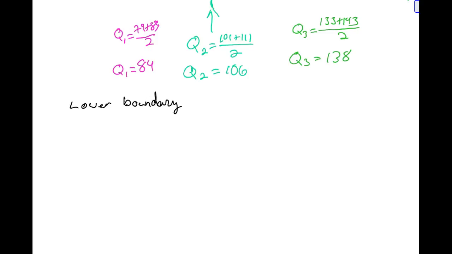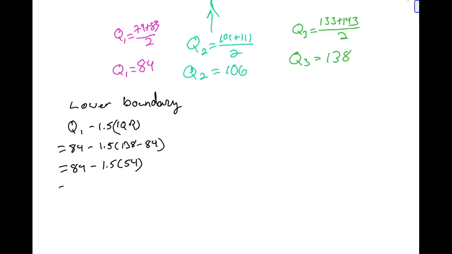So my lower boundary is going to be Q1 minus 1.5 times my IQR. So that's going to be 84 minus 1.5 times 138 minus 84. So that's 84 minus 1.5 times 54. So that's 84 minus 81. So my lower boundary is 3.